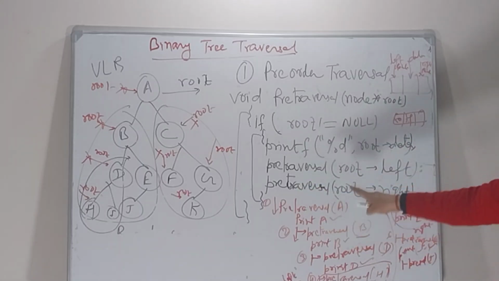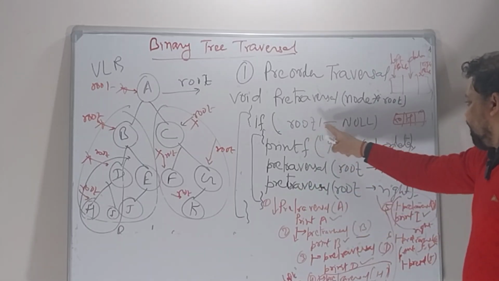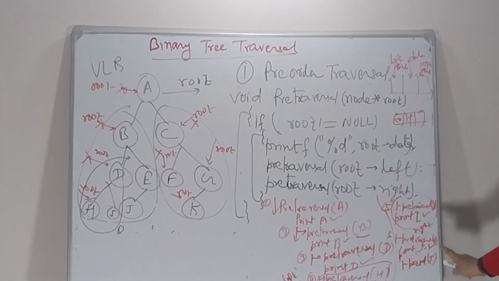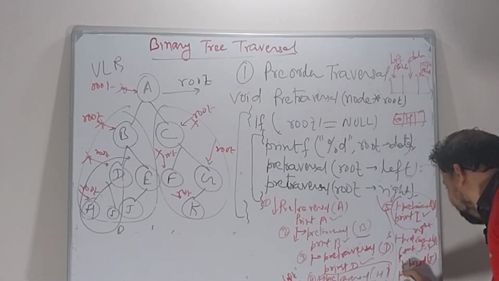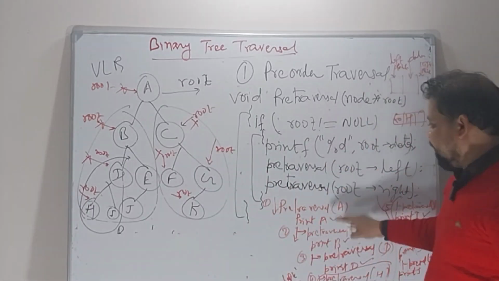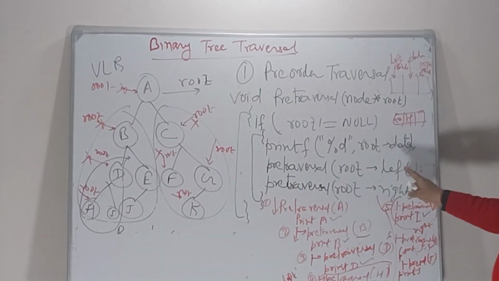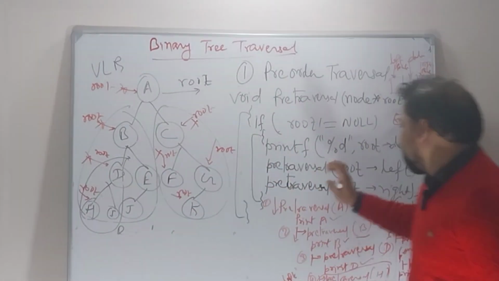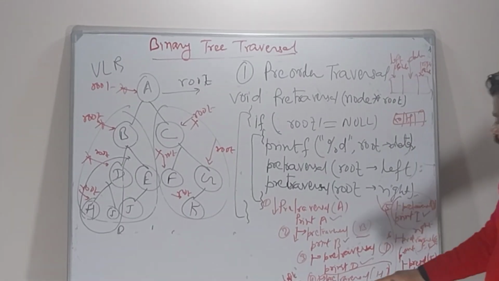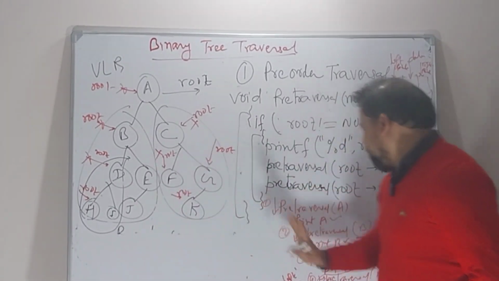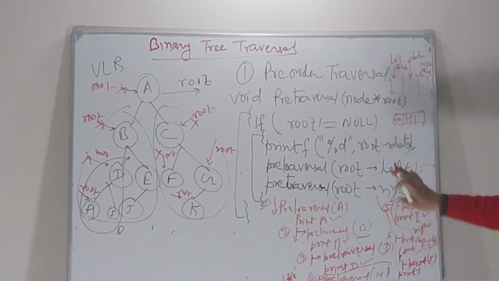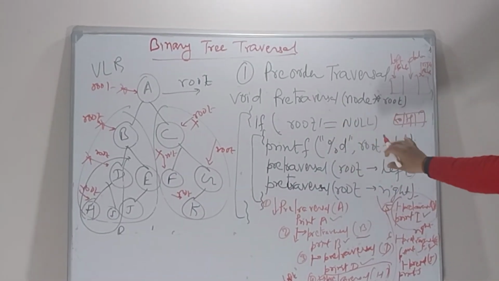In that case, once again it will check whether this root is null. It is not null, so it will take the root data and print J. Then it will go once again, after printing J, to the left. The J left is null, so it will come back. After coming back, once again it will go for the J right. J right is already null, so it will go back. That is null, so this code will not execute.